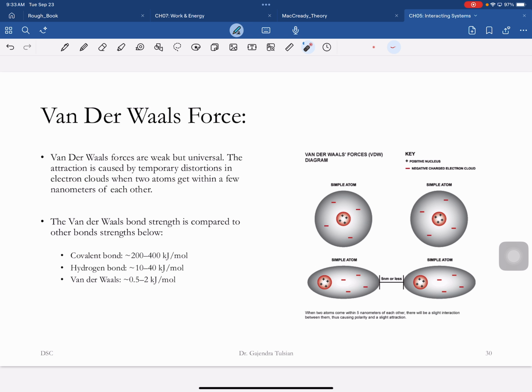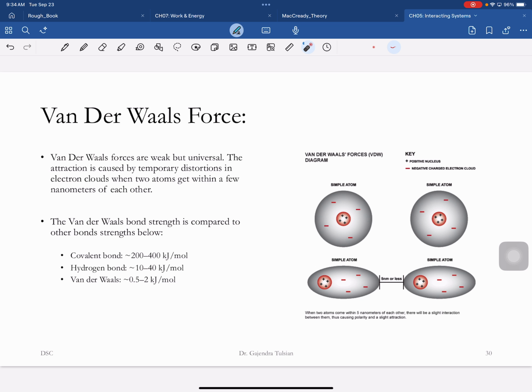Now what happens between these two? When they were like that, they're not attracting each other because this is neutral, this is neutral. Now, this positive charge attracts that one. And so there's a weak attraction between these two. And this is the van der Waals force of attraction. You can take any two atoms, bring them close enough, and they'll weakly attract each other.